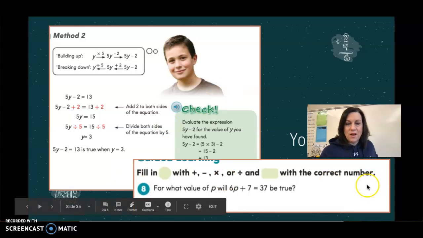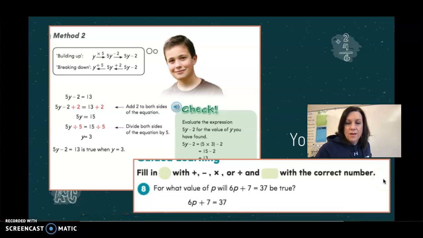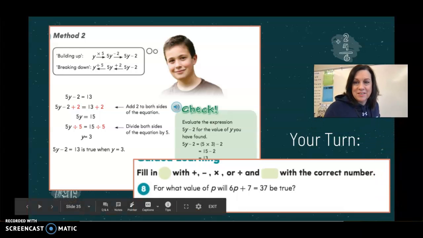So here's what I want you to do. I want you to fill in the circle with a plus, a minus, a times, or a division sign, and the blank with the correct answer. So for what value of p will 6p plus 7 equals 37 be true? 6p plus 7 equals 37. All right, so take a look at it. Pause if you need to.